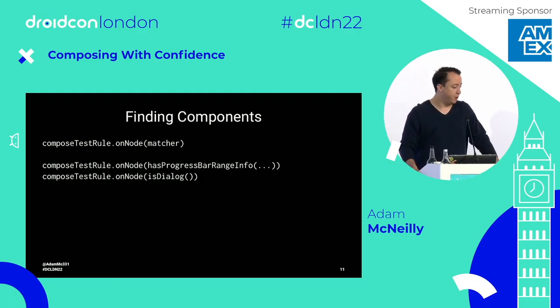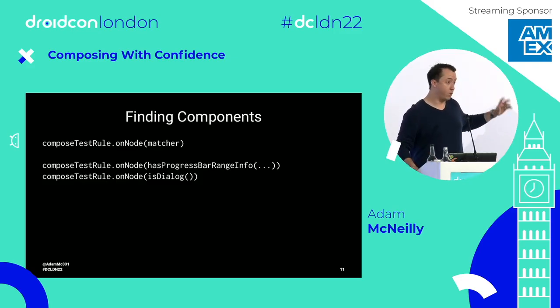The easiest way to do that, or the most basic way of doing this, is when we have the compose test rule, we can call onNode, and we can give it some matcher. And there are a million of them out there. There's hasProgressBarRangeInfo, or isDialog. There's also hasText, hasContentDescription, etc. But any matcher you think of, or custom matcher you write, would go in here.